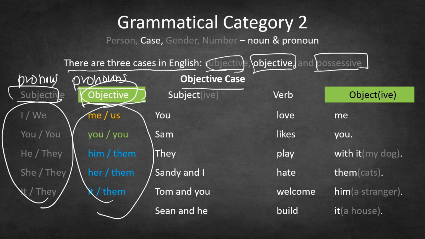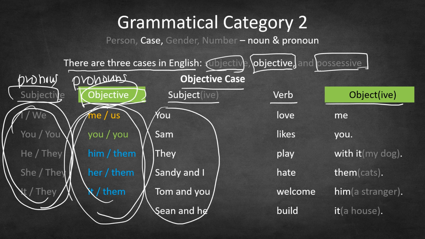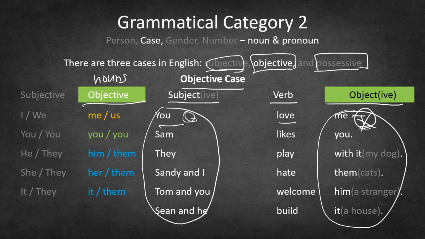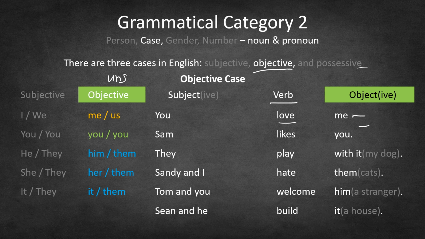Here, in this sentence, subject, verb, and object. So you use these pronouns here only, and these pronouns you use here only. You cannot use this here. For example, you love I. You cannot say that because the I is the subjective, so it belongs here. Okay? So just remember the subjective in the subject section only, objective in objective section only.